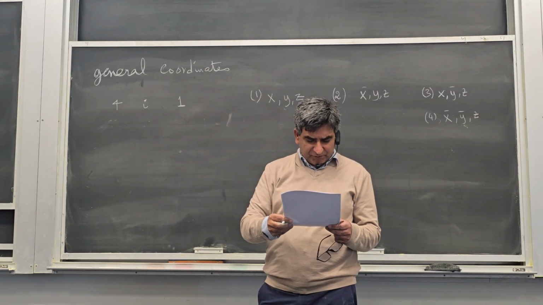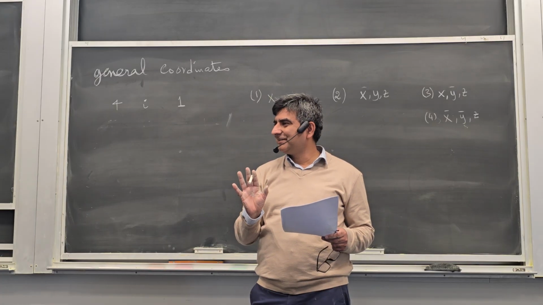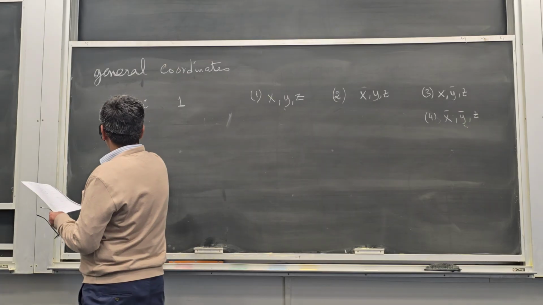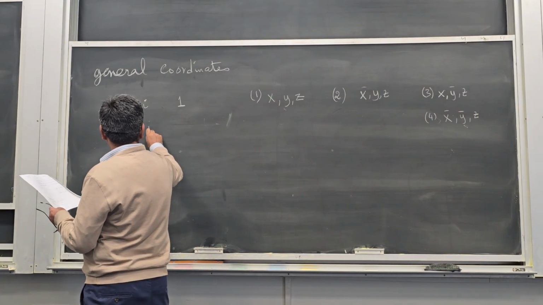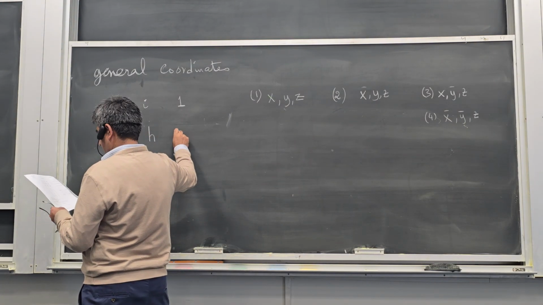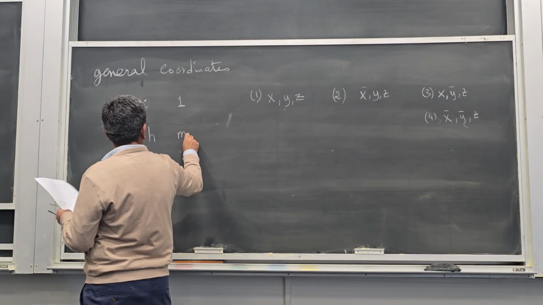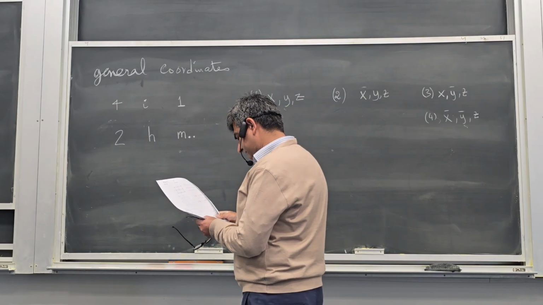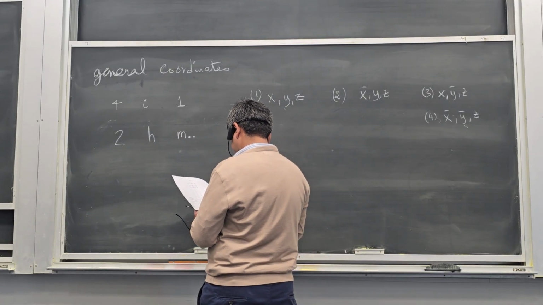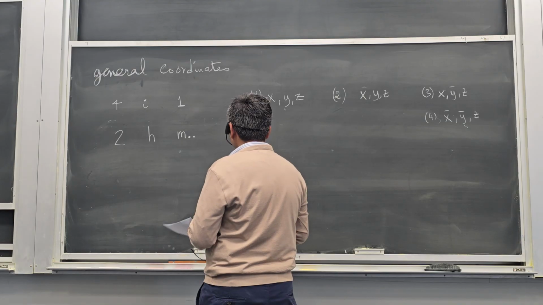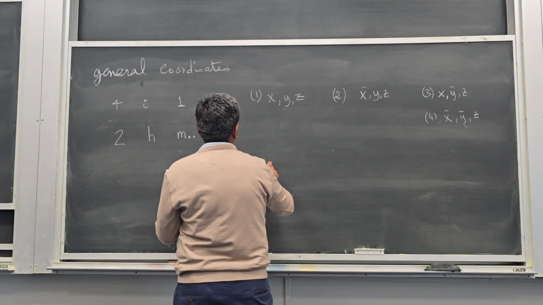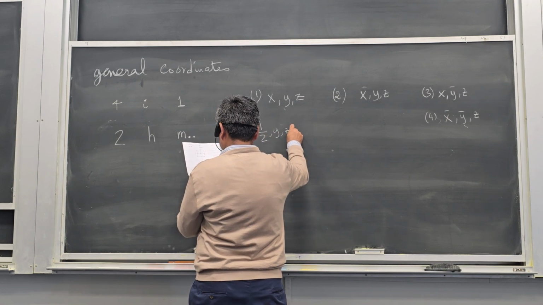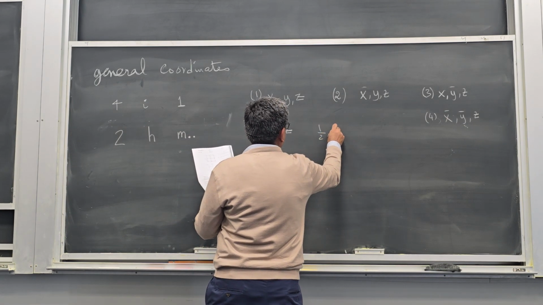Now let's move on to a few more. Any questions? Let's move on to the next row. The next row says 2h and m dot dot. Let's look at the points: half, y, z, and half, y bar, z.